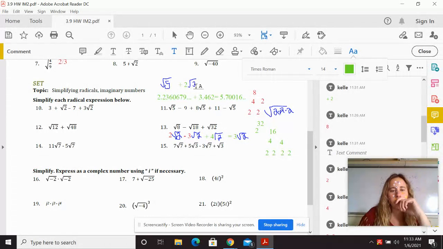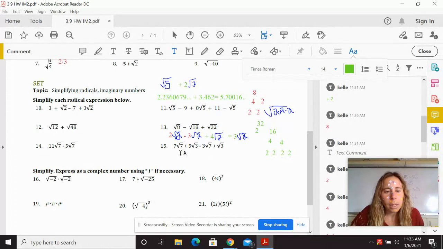Let's look at number 15, a good example of that. I have 7 square root 7 plus 5 square root 3 minus 3 square root 7 plus square root 3. So combine your like radicals.